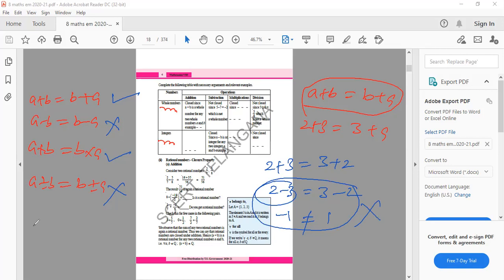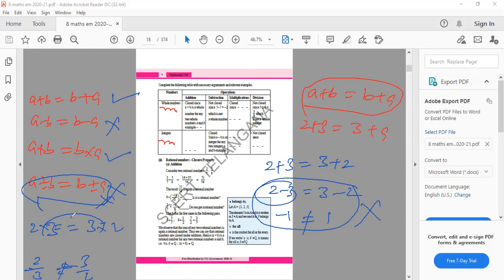Then multiplication is possible. 2 into 3 is equal to 3 into 2. 6 is equal to 6, valid. But 2 by 3 is different, 3 by 2 is different. Both are different. That is why division is not possible. Am I clear now? Okay.